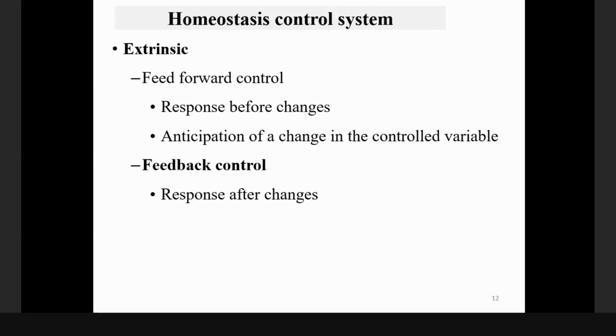So in the case of extrinsic, you can have the feed-forward control system and the feedback control system. Feed-forward and feedback. In the case of feed-forward, the homeostasis control system is established before the change is made. For instance, your salivary gland is stimulated and secretes saliva before you are going to eat the food. If you are looking at food or a meal in front of you, you salivate. That is called feed forward.